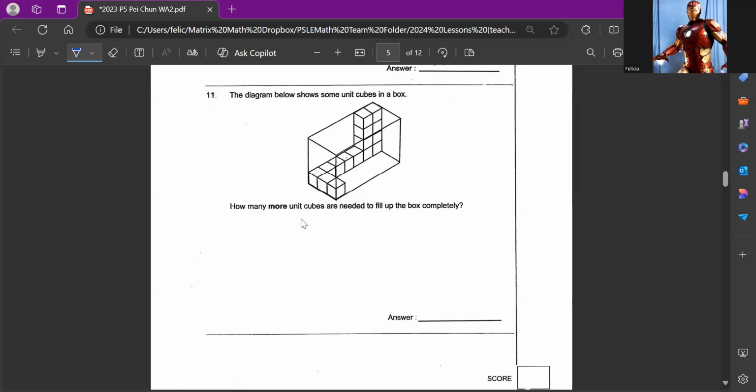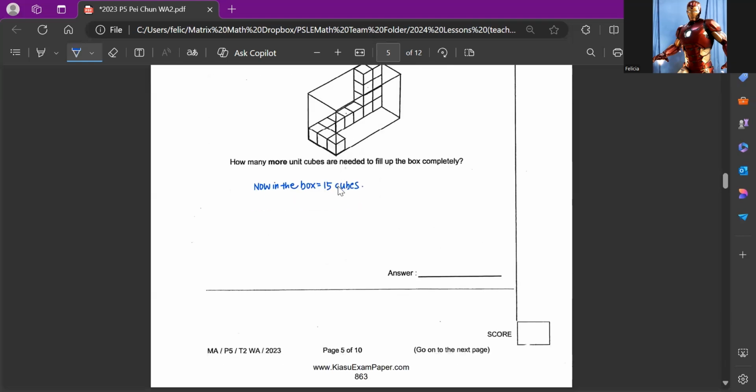So let's work out how many cubes are there now first. Okay, so if you count 4, 8, 9, 10, 11, 12, 13, 14, 15. Okay, so right now there are 15. Let me just double count. Okay, 4, 8, 9, 10, 11, 12, 13, 14, 15. Okay, so there are 15 cubes. All right, so now in the box, there are 15 cubes.